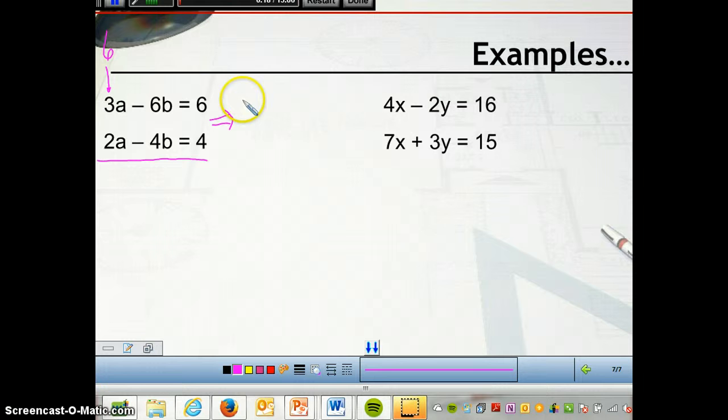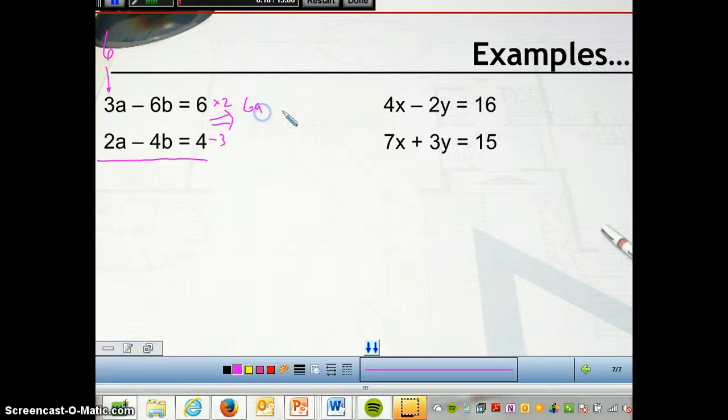So I'm going to take the top equation times 2. That'll make 6a there. Then the bottom equation, if I want to make this into a 6, it has to be a negative 6, so they cancel. So I'm going to take the bottom equation times negative 3, and that'll make it a negative 6. So watch with me. Once again, top one times 2, bottom one times negative 3.